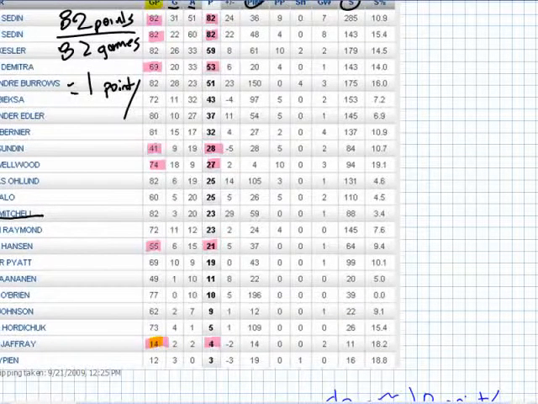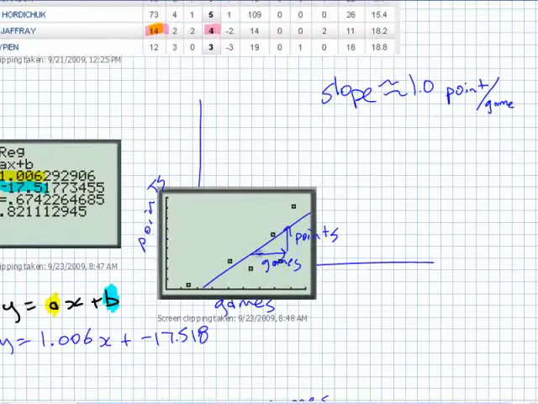Okay, that's saying that's how much you can expect it to go up if you add on games. If you played a certain number more games, you could expect it to go up that many points each game.